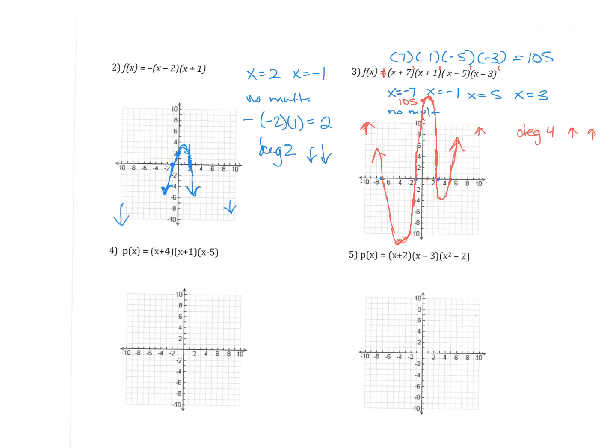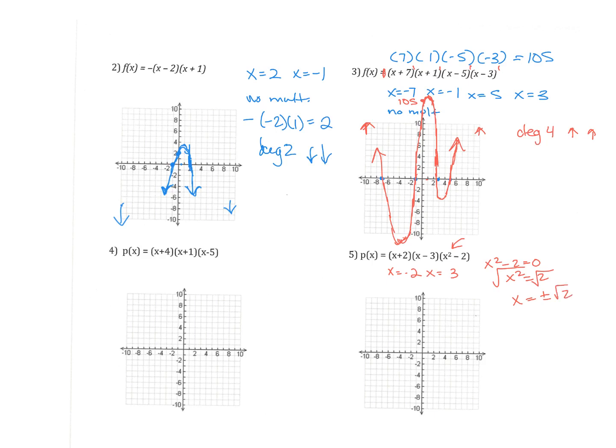So let's take a look at number 5. Number 5 actually doesn't have any multiplicity. Sometimes students get confused with that x squared. So let's look at this one. My roots, I get x equals -2, x equals 3, and x squared minus 2, when I set it equal to 0, gives me x squared equals 2. When I take the square root of both sides, I get x equals plus or minus the square root of 2. Now that's a little difficult to graph.